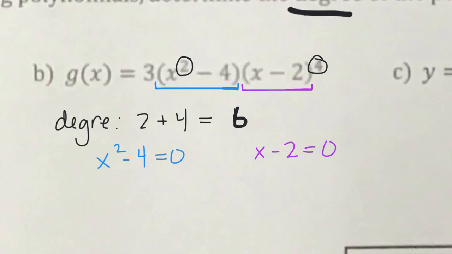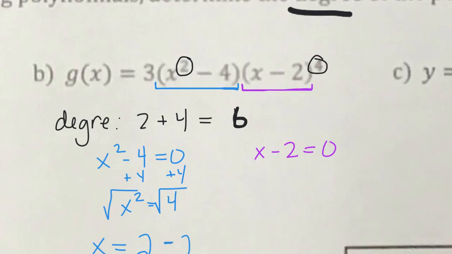Okay, so x squared minus 4. We're going to add 4 to both sides. x squared equals positive 4. And how do I solve a square? Take its square root. Now, how many answers do I get when I take the square root in algebra? 2. Positive 2 and negative 2. So this one factor gives me 2 roots.